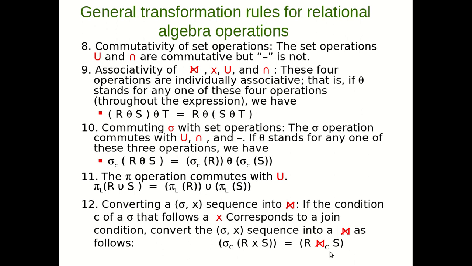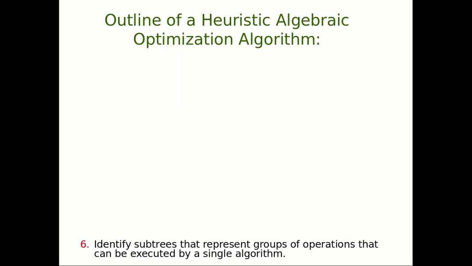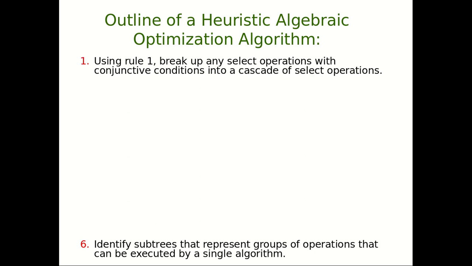These are the 12 heuristic rules that can be applied to the initial query tree. Whichever rules are applicable, apply them, and the final query tree can be obtained. Therefore, there is an outline of the heuristic optimization algorithm. Using rule 1, break up any select operation with a conjunctive condition into a cascade of select operations. That is the initial query tree.